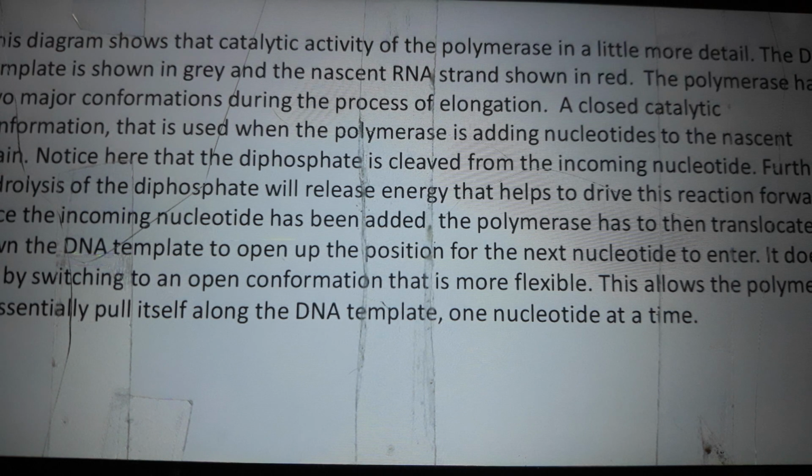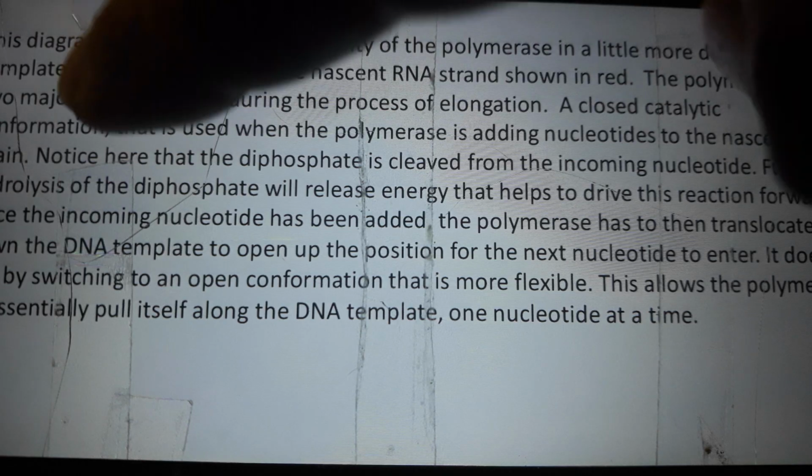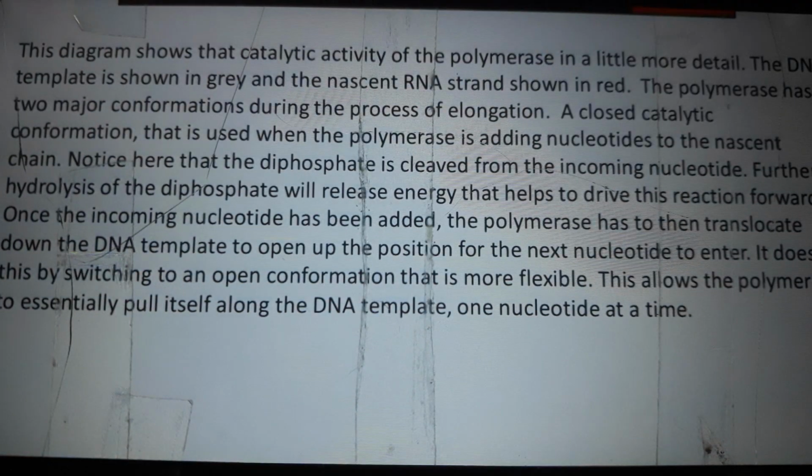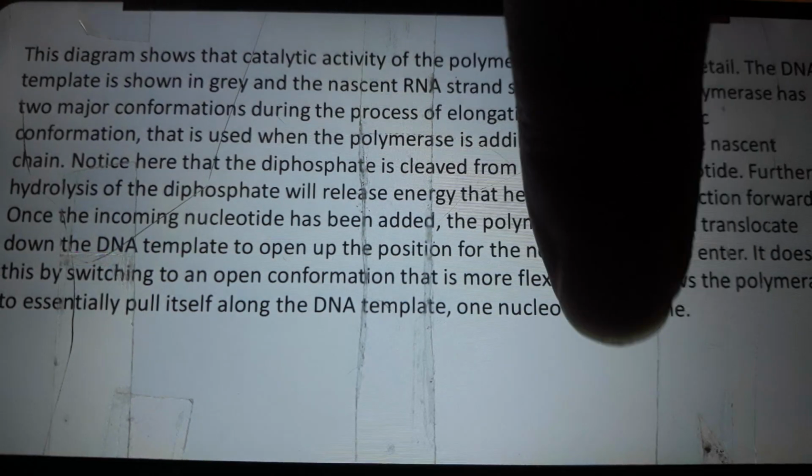Once the incoming nucleotide has been added, the polymerase has to then translocate down the DNA template to open up the position for the next nucleotide to enter. It does this by switching to an open conformation that is more flexible. This allows the polymerase to essentially pull itself along the DNA template one nucleotide at a time.